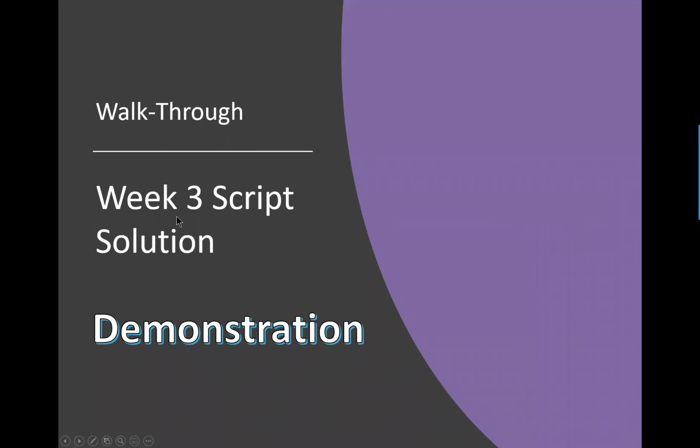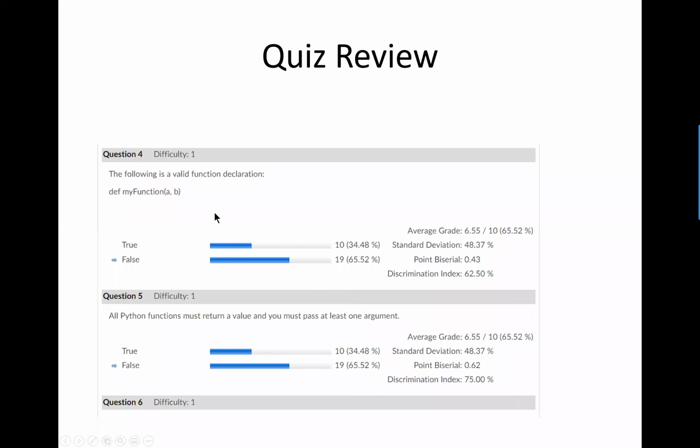I'll do a solution script demonstration for week 3, but I wanted to go over 2 quiz questions that troubled me a little bit. Several students got these 2 wrong. Most of the other ones everybody got right, or maybe 1 or 2 people got them wrong. But this one: the following is a valid function declaration, defined by function a comma b. All functions, just like if statements or for statements or while statements, need to end in a colon. So this one doesn't have the colon to define the end of the function declaration.